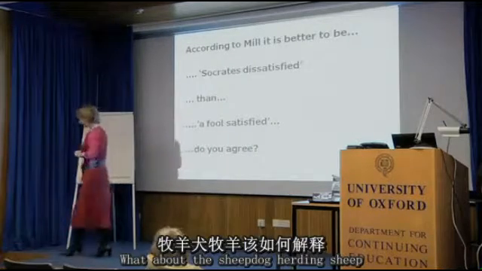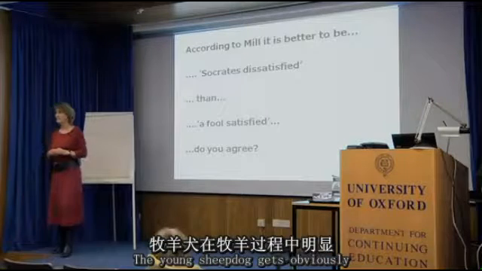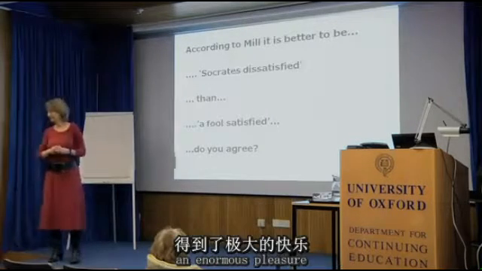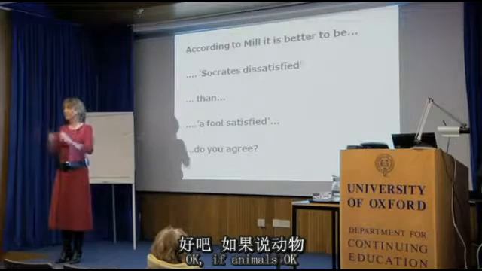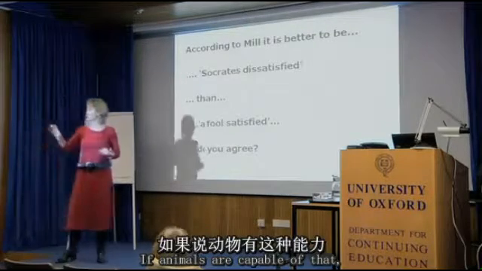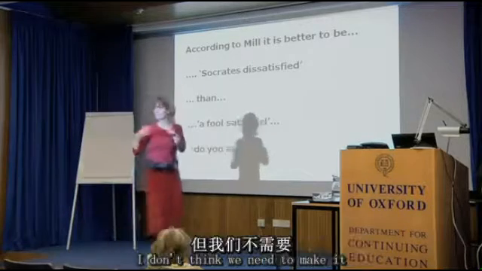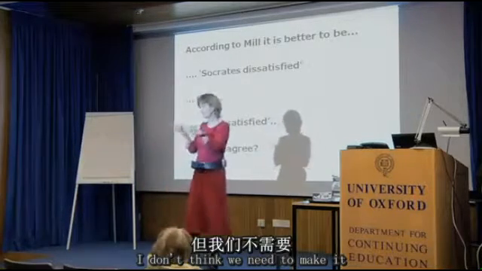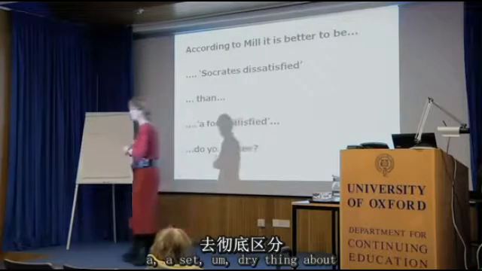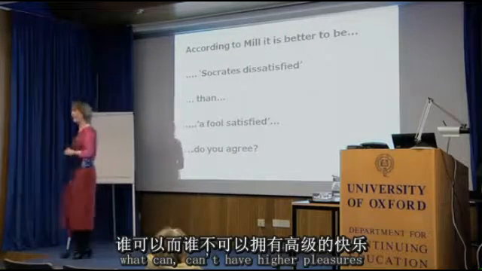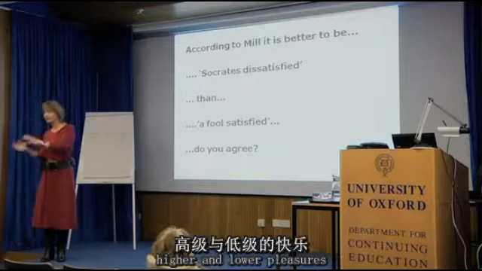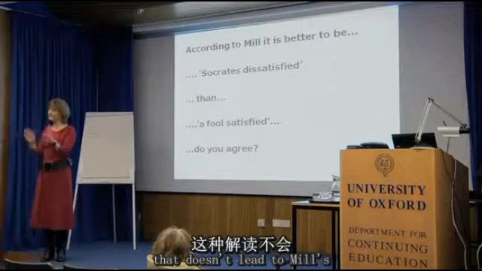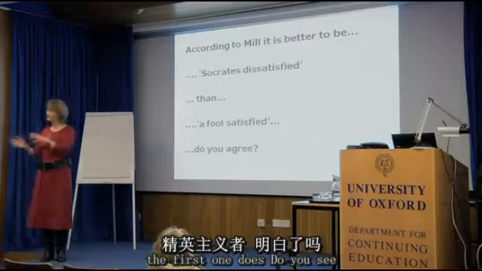What about the sheepdog herding the sheep? The young sheepdog gets obviously an enormous pleasure. Okay, if animals are capable of strategy and plan, then they too can have higher pleasures. I don't think we need to make a cut and dried thing about what can't have higher pleasures, but I'm just giving you a different sort of account of higher and lower pleasures that doesn't lead to Mill's being elitist in the way that the first one does.